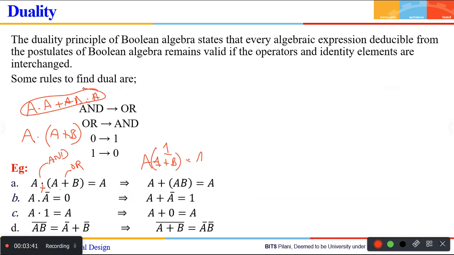Now see here, a dot a bar is equal to 0, right? Now in this case, you see a plus a bar. What is a plus a bar? This relation holds good, okay? Similarly here, a into 1 is equal to a, and a plus 0 is equal to a. Similarly, (ab) whole bar, this is nothing but De Morgan's theorem. There is not much importance for this. Wherever it is required, you can make use of this, okay?